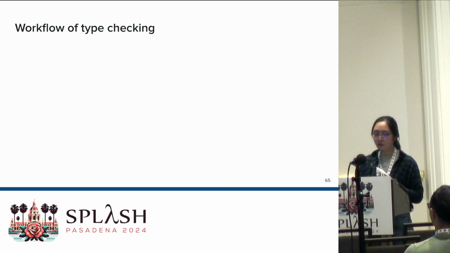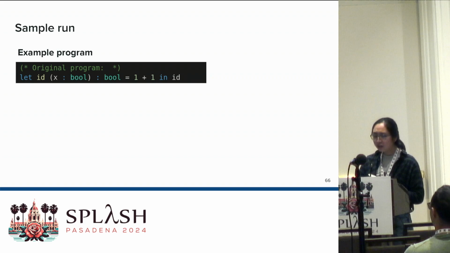OK, now I'll go over how type checking actually works in our implementation in a bit more detail by walking through a simple example program. The example here is a constant function that returns 2. The return type here is clearly wrong. 2 is not a Boolean.